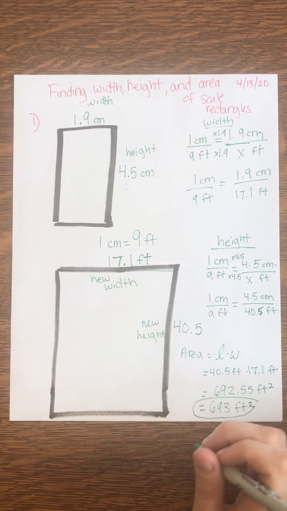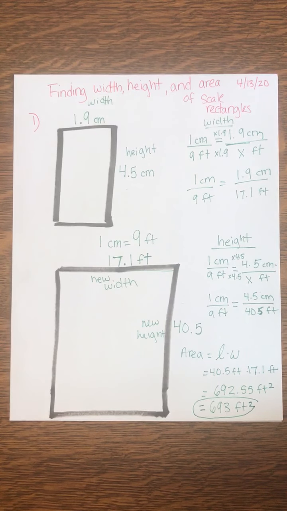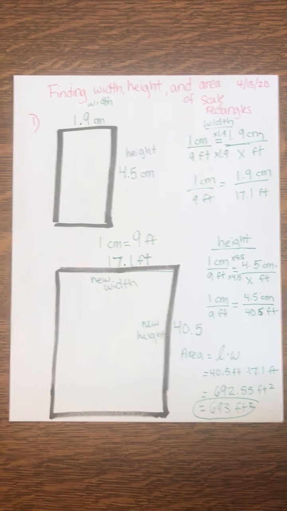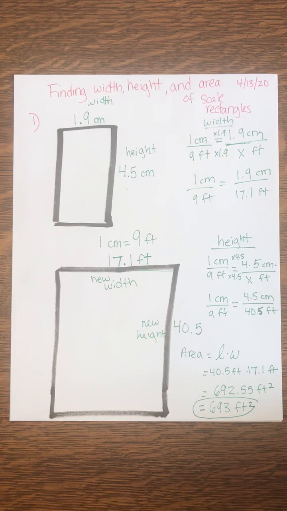Okay, again, we use scale factor a lot when we're building models. So architects use scale factors to get the dimensions of a house, and they will use the model to create the house. And the model is a lot smaller usually. I want us to think of different models in our house. Maybe we have a toy car that's a model of a really large car. And please comment below with any models that you see in your house.